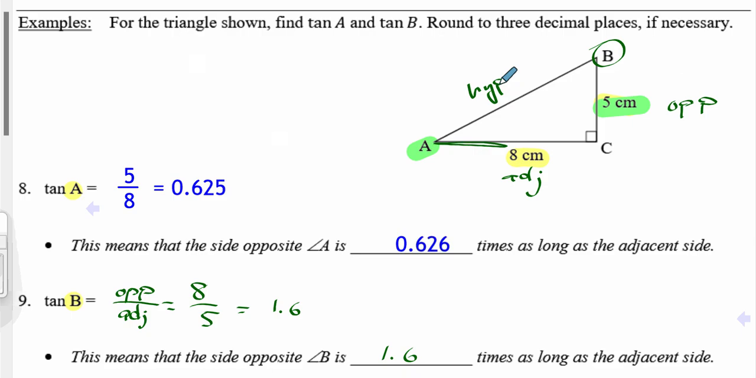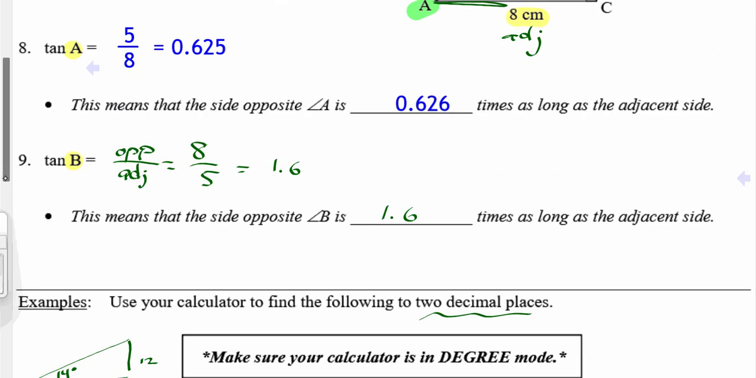Okay, so opposite over adjacent was 5 over 8, and we put it in our calculator to find a decimal value for it. Okay, typically with trig, we're looking at decimal values. Sometimes we don't, but often we do. Good? Questions? So far, we're all right.